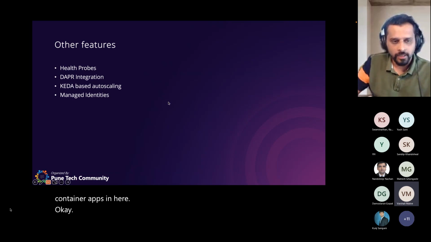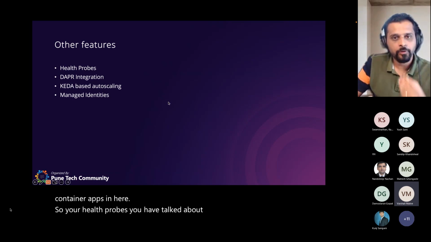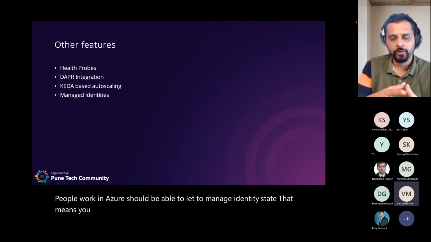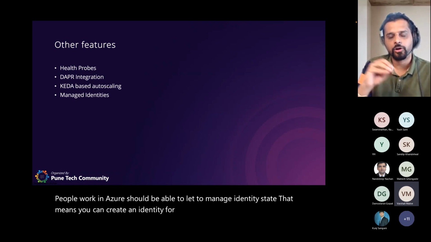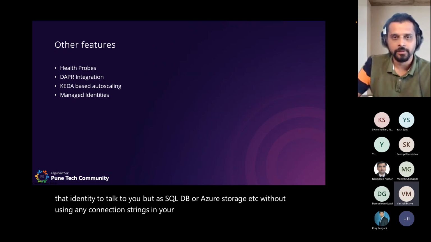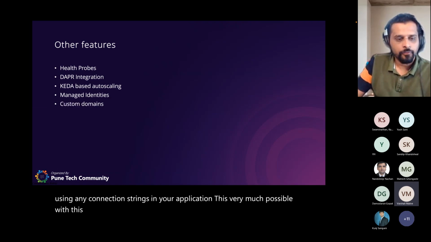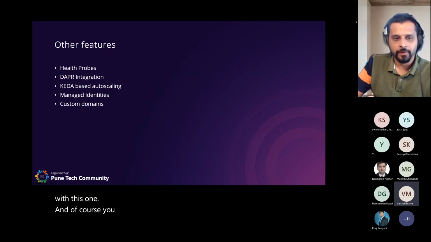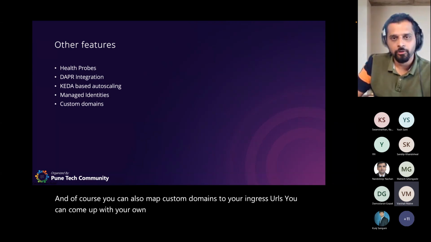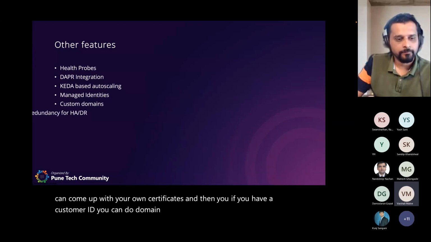So yeah, health probes, we talked about this. Managed identities: people working in Azure should be able to relate to managed identities. That means you can create an identity for your container app, and then use that identity to talk to your Azure SQL DB or Azure Storage, etc., without using any connection strings in your application. That's also very much possible with this one. And of course, you can also map custom domains to your ingress URLs. You can bring your own certificates, and if you have a custom domain, you can do domain mapping and use that.